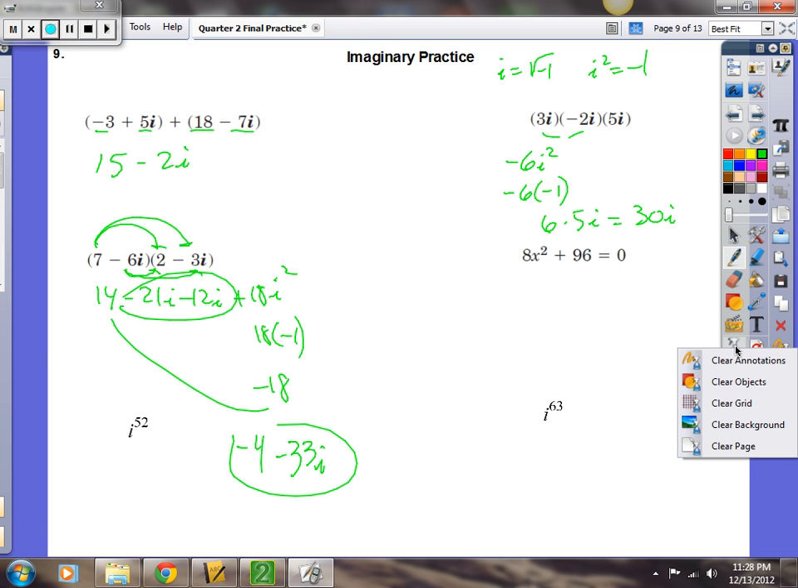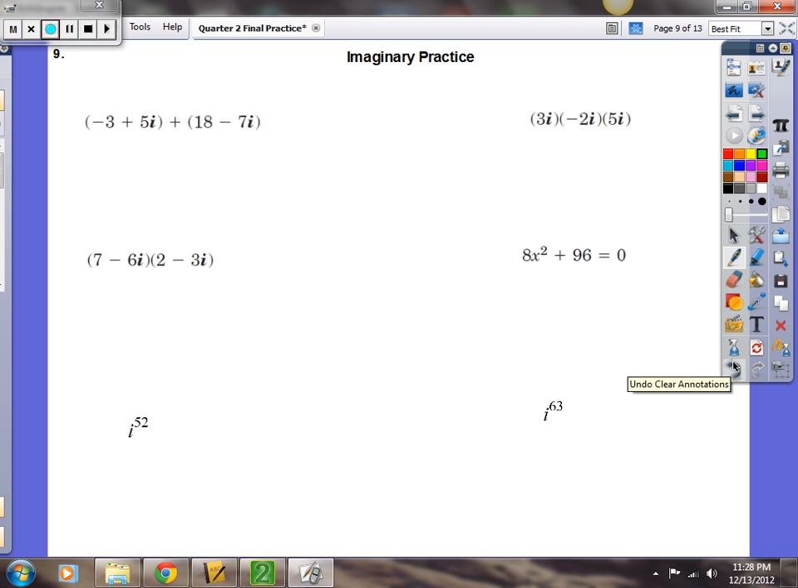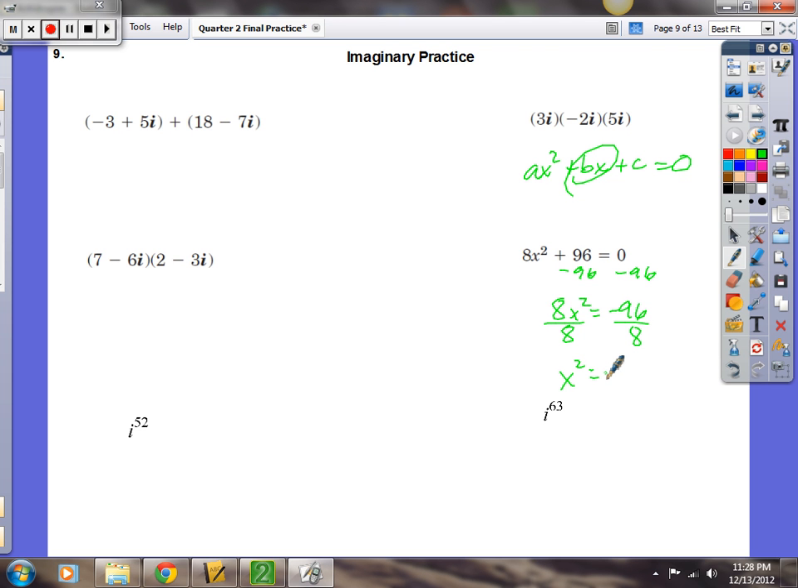This is where your imaginaries really start to play though. It all comes down to this equation. So let's solve it. And you should notice that you are missing the x. So if you're missing it, just undo it. Let's minus 96, minus 96. We got 8x squared equals a minus 96. Divide by 8, divide by 8. x squared equals, what's negative 96 divided by 8? Negative 12. Okay, so now this is the imaginary.